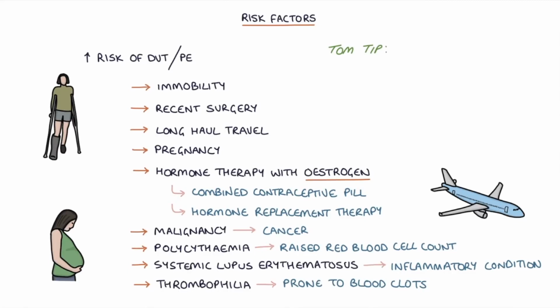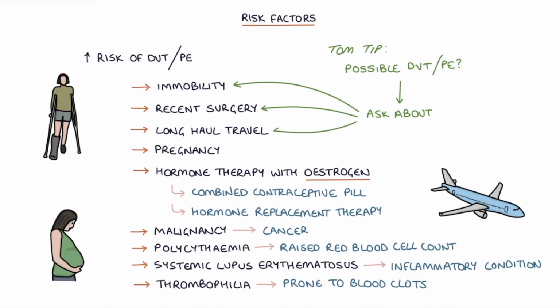A Tom tip for you, in your exams, when a patient presents with features of a possible DVT or PE, ask about risk factors such as periods of immobility, surgery, or long-haul flights in order to score extra points.